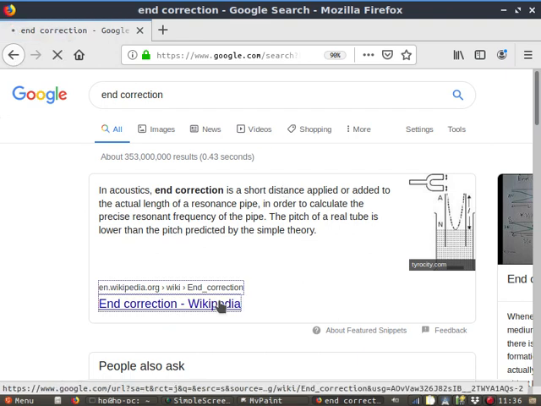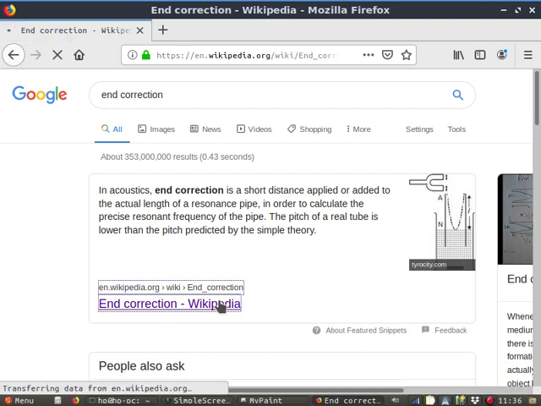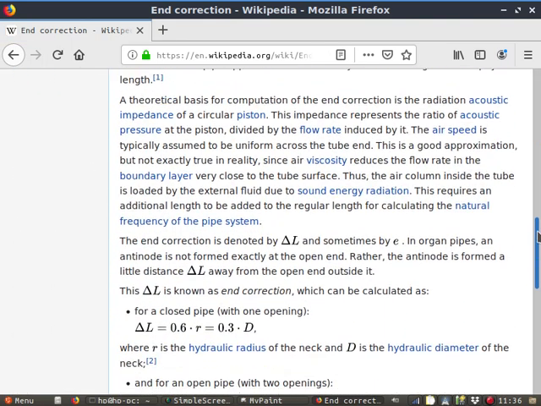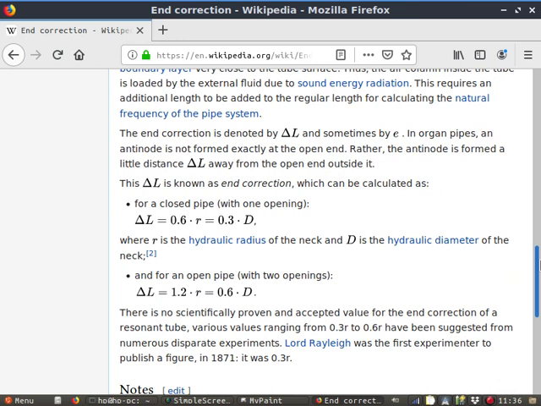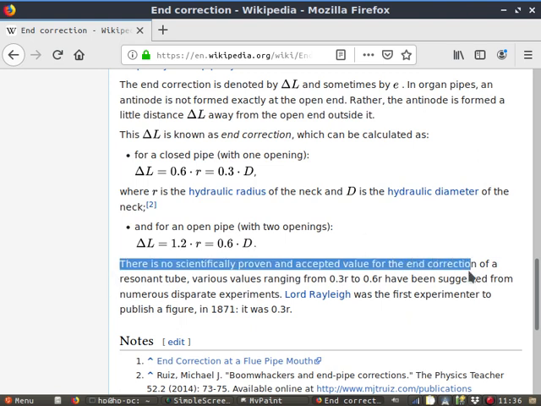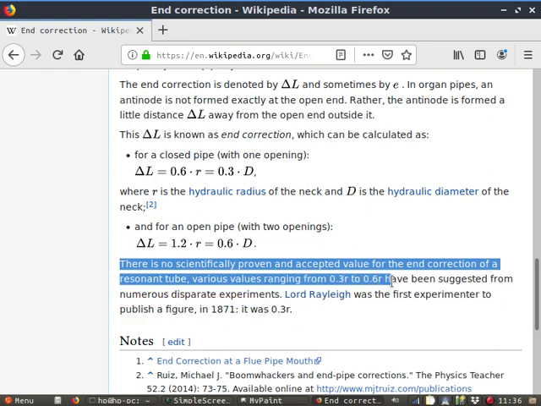End correction. Okay, let's see. Yeah, so here, one formula you can use for it is 0.3 of the diameter. If both ends were open, 0.6 of the diameter. There's no scientifically proven value for the end correction. Values range from 0.3 to 0.6.